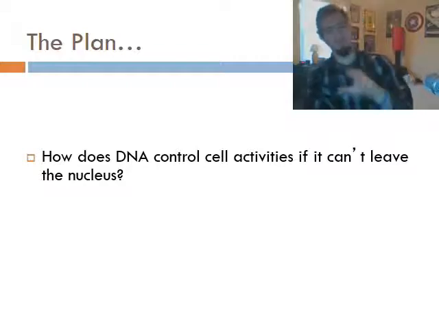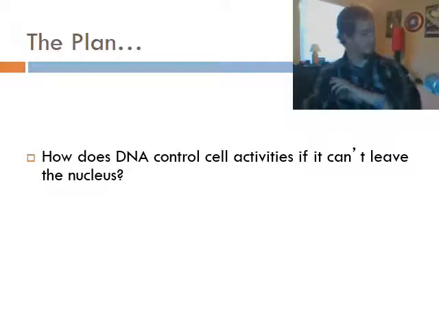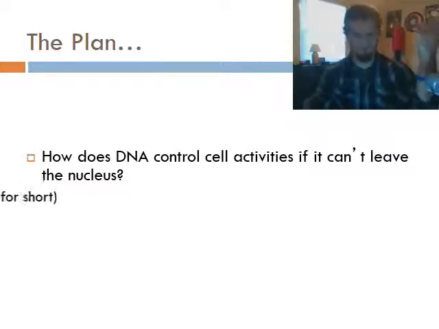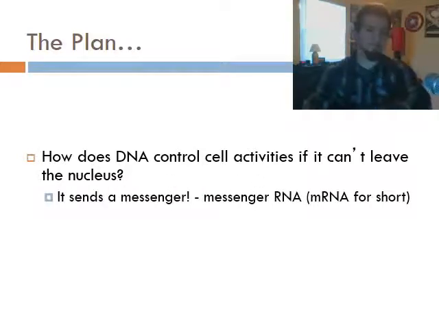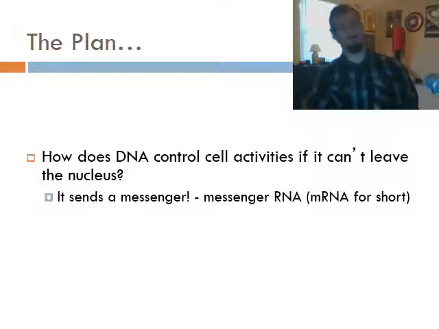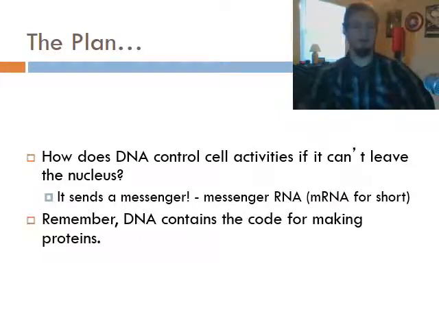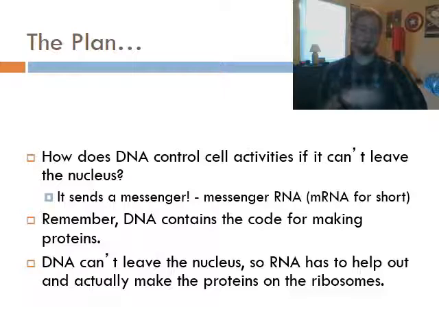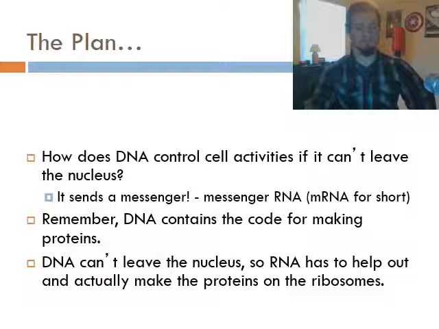So here's the main plan, alright? The big question is, DNA controls everything inside the cell, right? But how can DNA do this if it can't leave the nucleus? What happens is we send a messenger, in this case, messenger RNA, or mRNA for short. Now remember, DNA contains the code for making protein. DNA can't leave the nucleus, so it has RNA to help out. And the RNA is what actually makes the proteins through the use of the ribosomes.